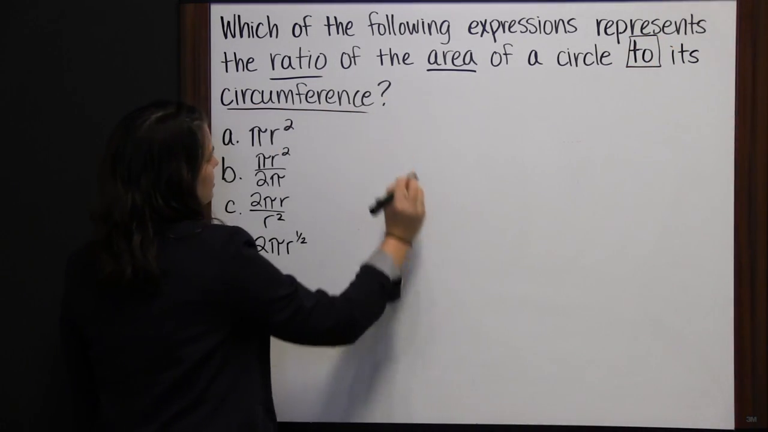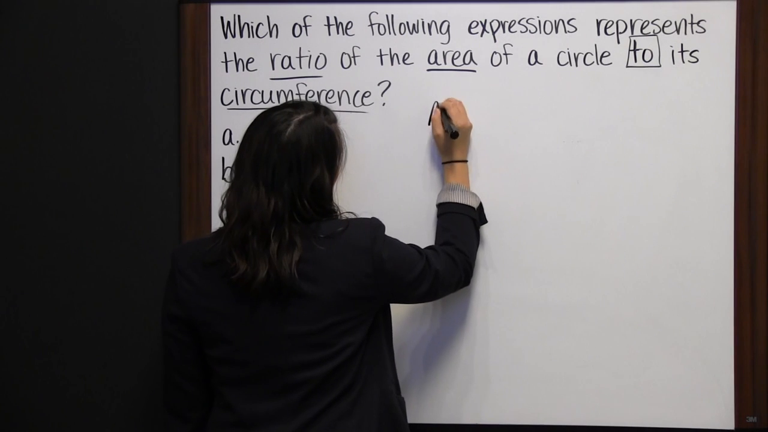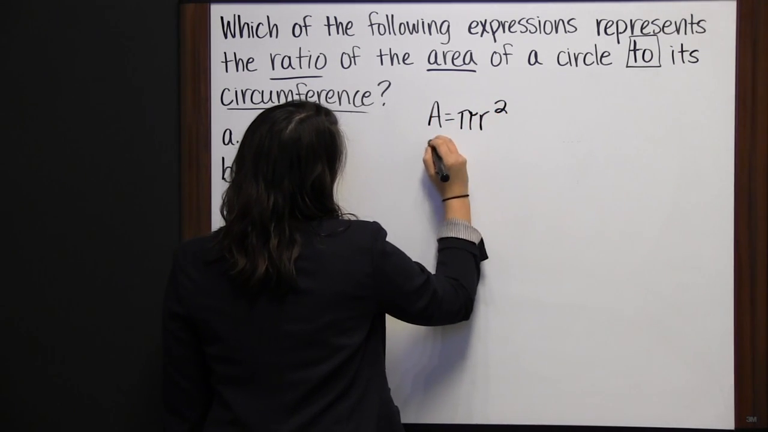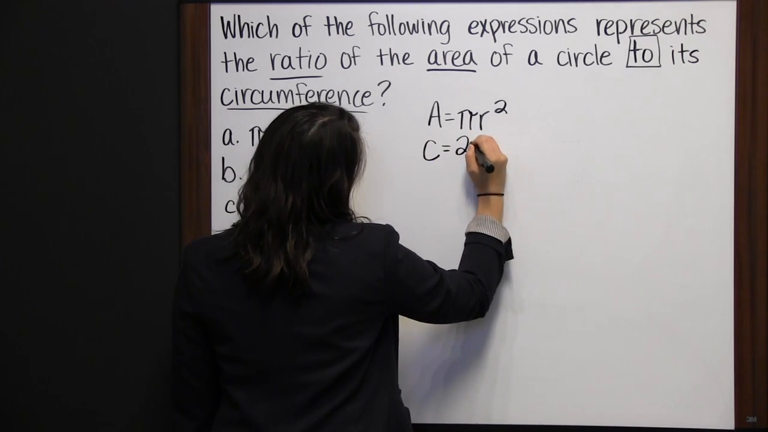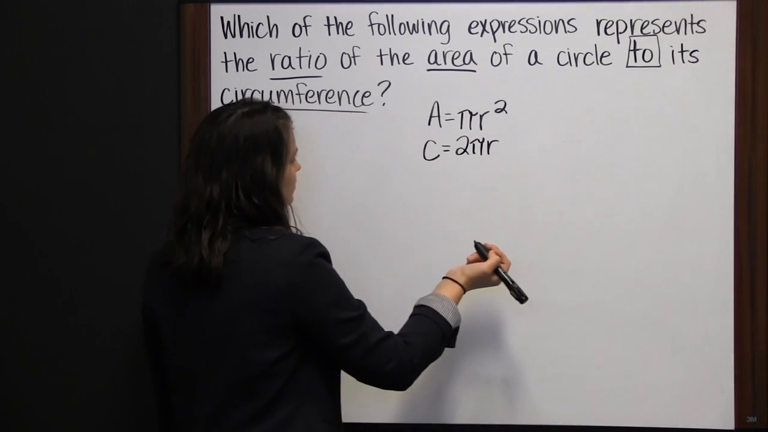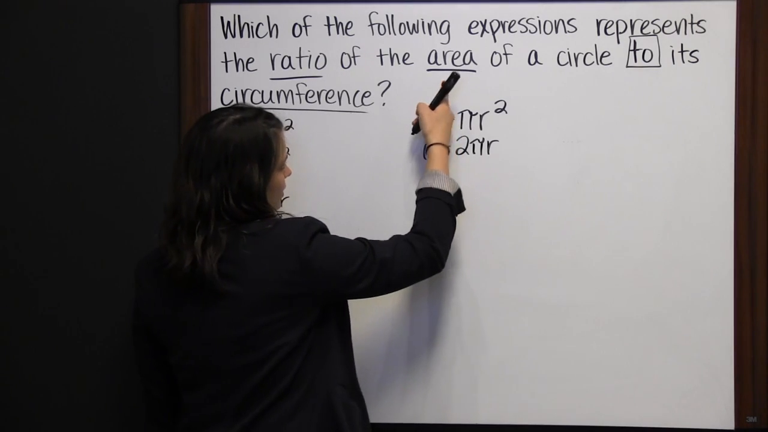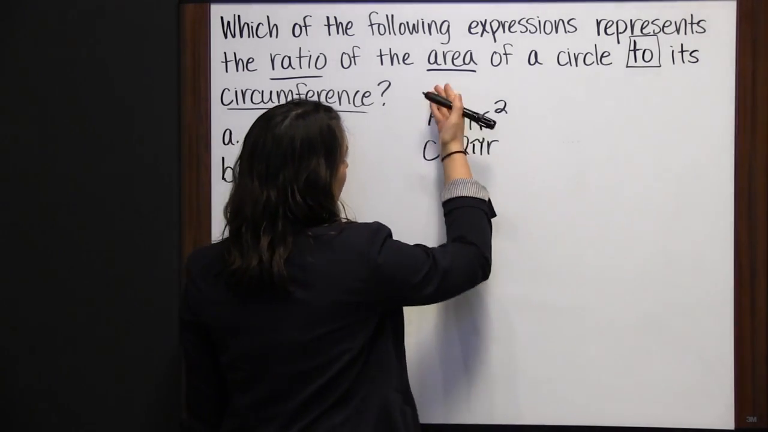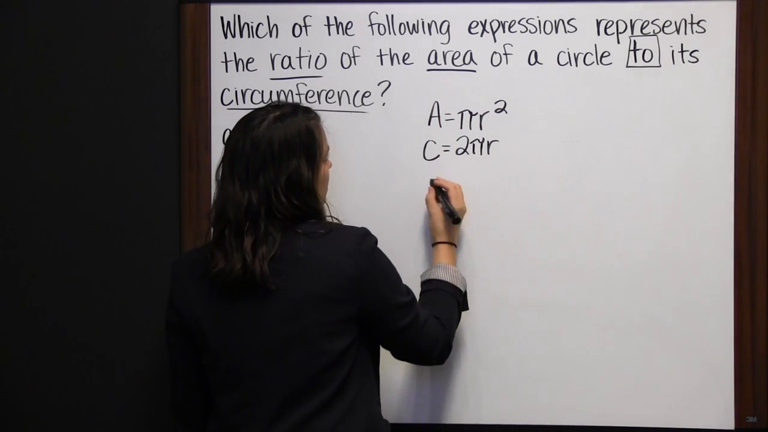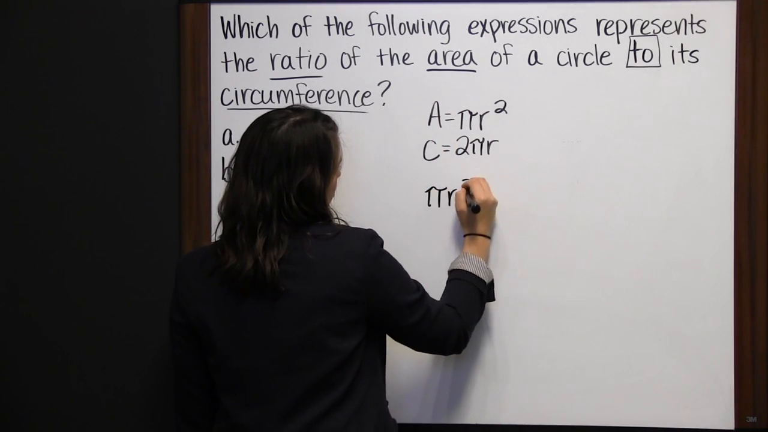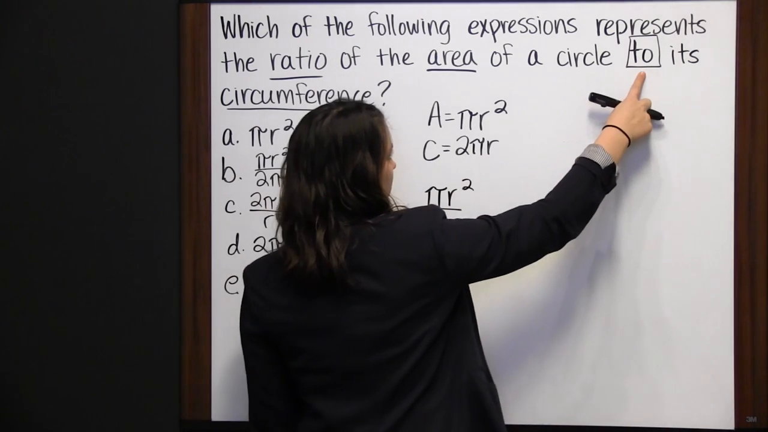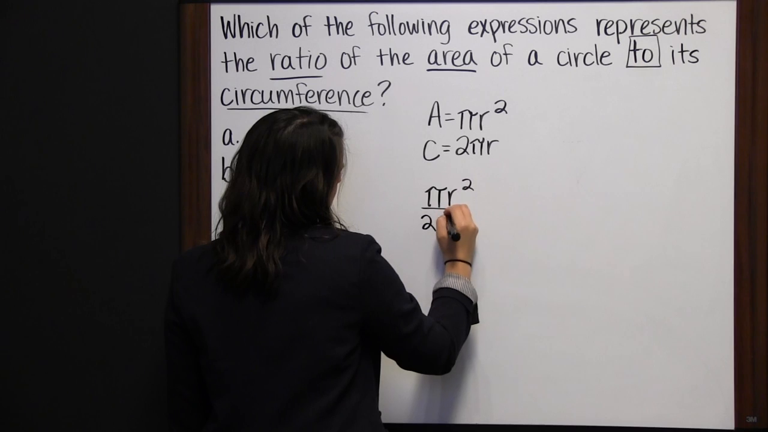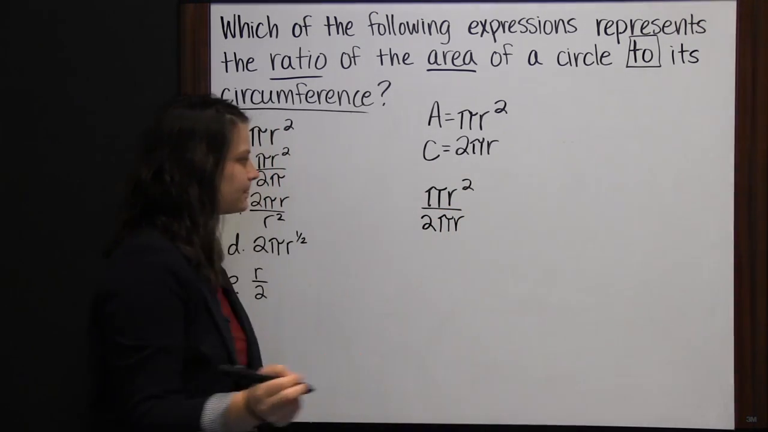its circumference. Well, the area of a circle is pi times radius squared, while the circumference of a circle is 2 times pi times radius. So the area is going to be our numerator, since it was listed first. Area to circumference means that the area should be in the numerator divided by, this is your division bar, the circumference, 2 times pi times radius.